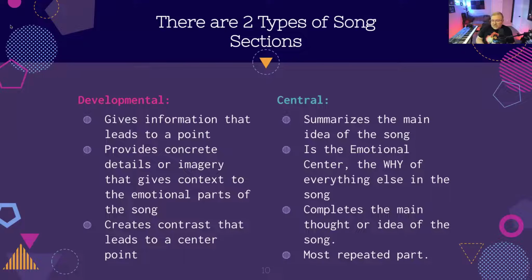The verses are really developmental because they're giving information that leads to the main point. The developmental sections also can provide concrete details or imagery that gives context to the emotional parts of the song. And they also can create contrast that leads to the central point of the song. So verses can be developmental, bridges can be developmental, pre-choruses a lot of times are going to be developmental.